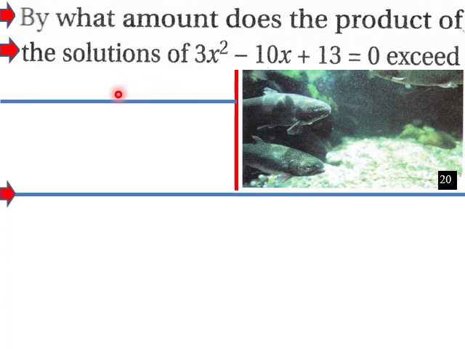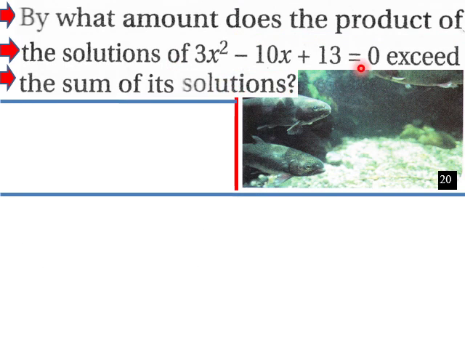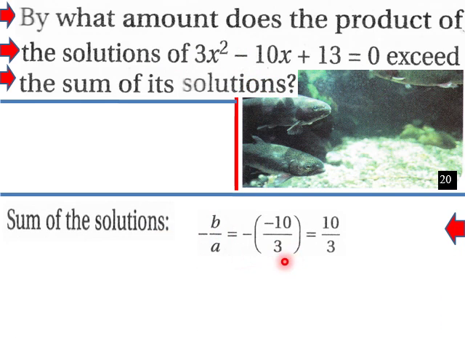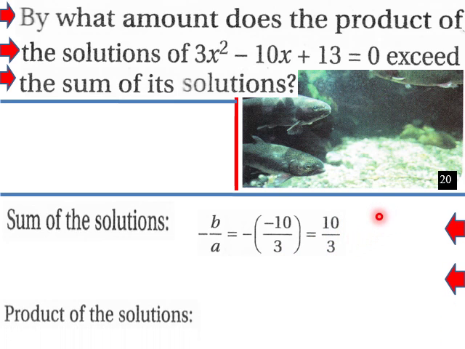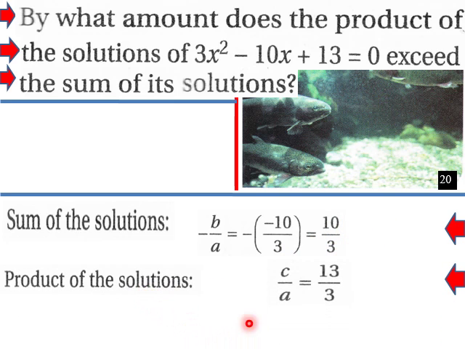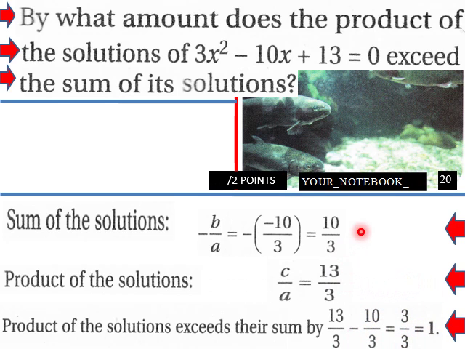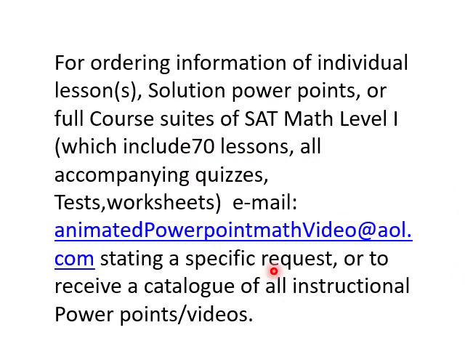By what amount does the product of the solutions of 3x squared minus 10x plus 13 equals 0 exceed the sum of its solutions? The sum of the solutions, negative b over a, equals the negative of negative 10, this is your b, over 3, which equals 10 over 3. The product of the solutions, c over a, is 13 over 3. The product exceeds the sum by 13 over 3 minus 10 over 3, which equals 1. So that is how you would solve that.